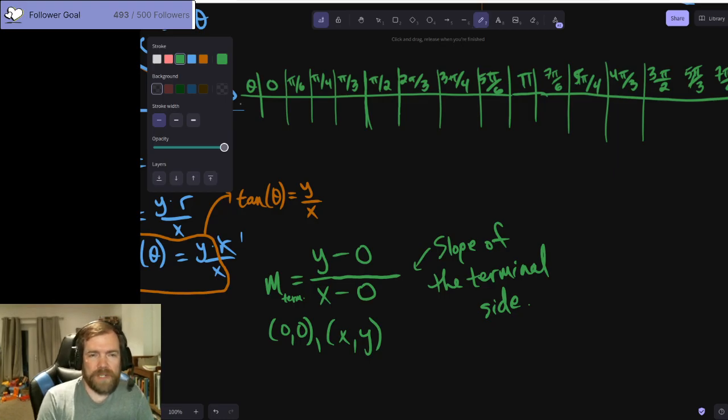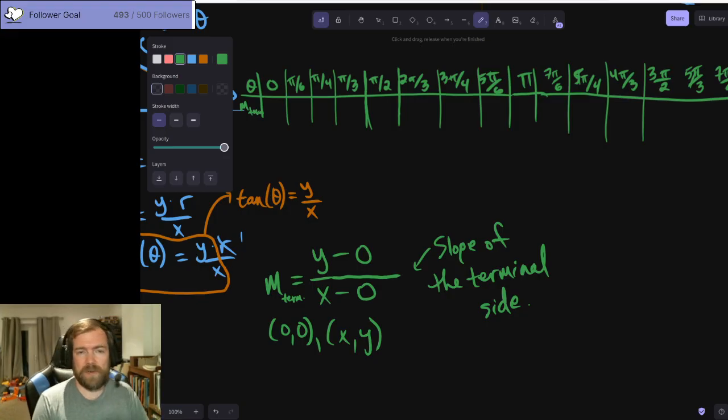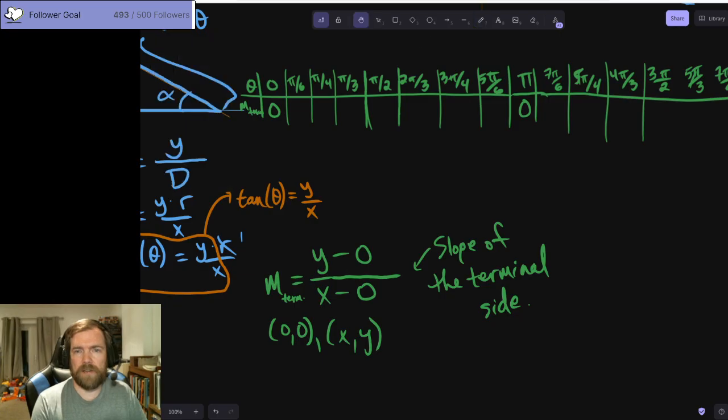So I will oftentimes either just put like M terminal or something like that. Yep, it is the slope of the line containing your radius, or the terminal side of your angle. Which means slope, right, going across is going to be 0. So that's at 0, that's at pi, and that's at 2 pi.